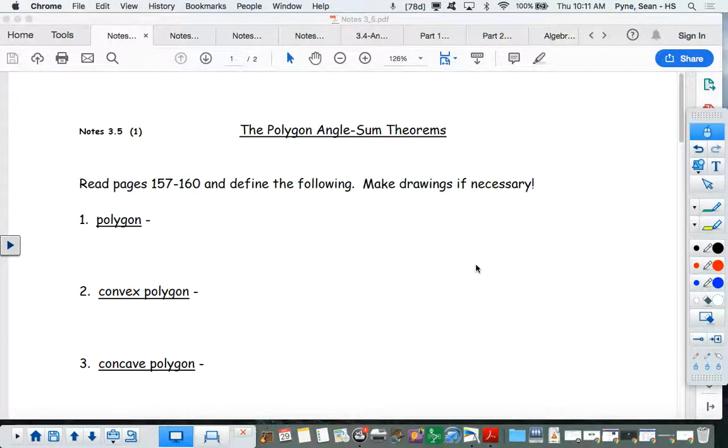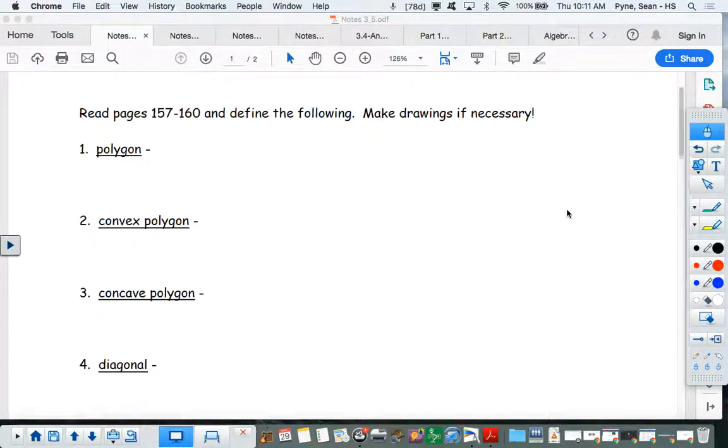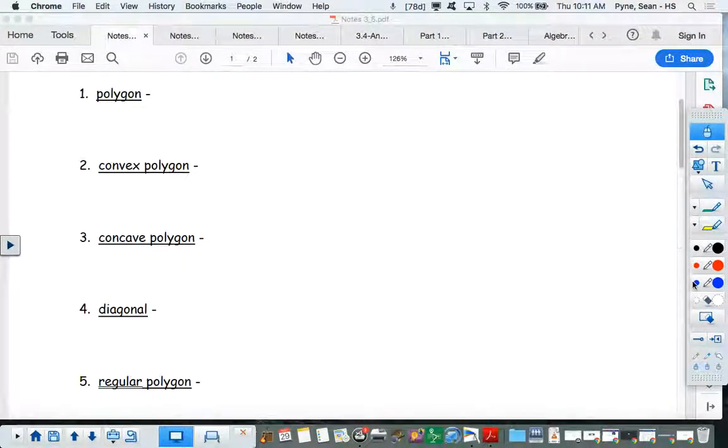All right, so we're looking at the polygon angle sum theorems. Okay. So we're going to go through a few definitions. Not too much to write, just a few definitions. It should be this one. It's the first notes on 3.5. Oh my god, I found it.